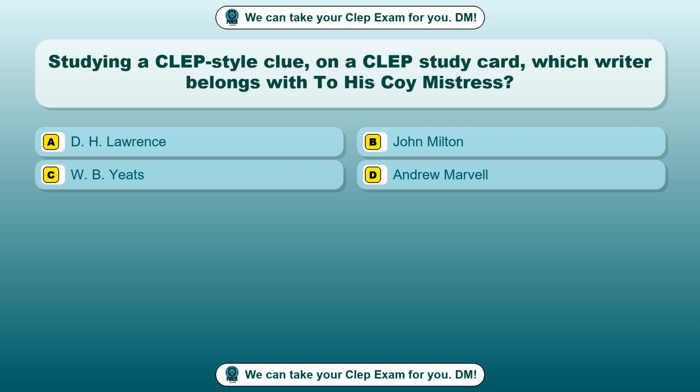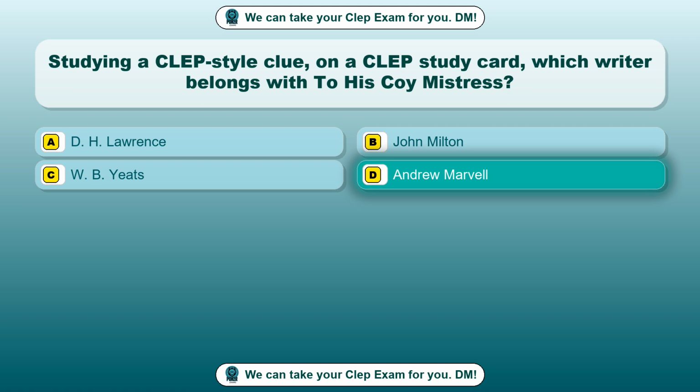Question 45. Studying a CLEP-style clue on a CLEP study card, which writer belongs with To His Coy Mistress? Option A, D. H. Lawrence. Option B, John Milton. Option C, W. B. Yeats. Option D, Andrew Marvell. The correct answer is option D, Andrew Marvell.